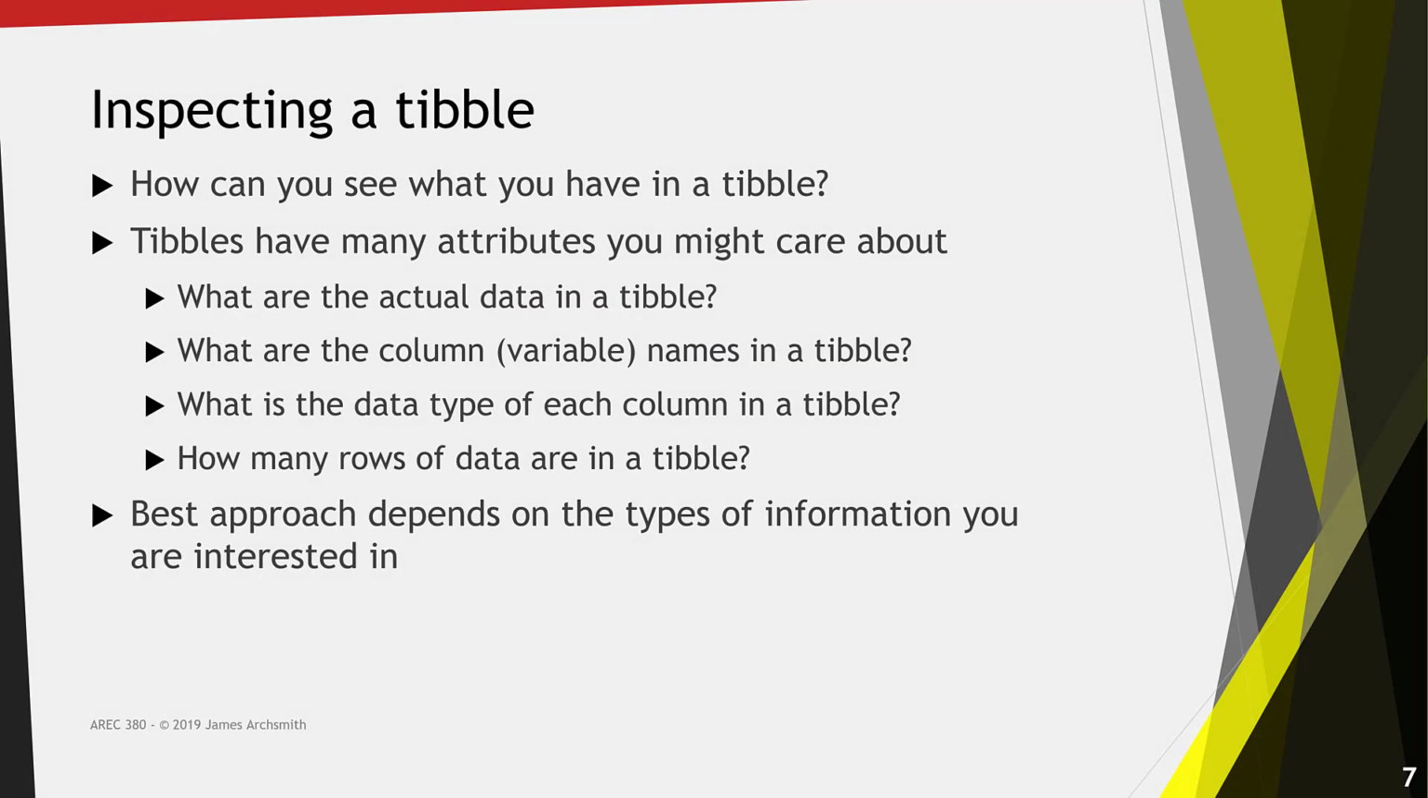So now that we have data in a Tibble, one of the most basic sets of tasks that we can do on a Tibble is seeing what we actually have inside of our dataset. Tibbles might actually have many attributes that you care about. So you may wonder what the actual data are in the Tibble. You may wonder what the column or variable names are in the Tibble. You may wonder what the data type of each column is. Or you may be curious about how many rows there are in your Tibble. The best approach for determining these types of information depends on the type of information that you're interested in.